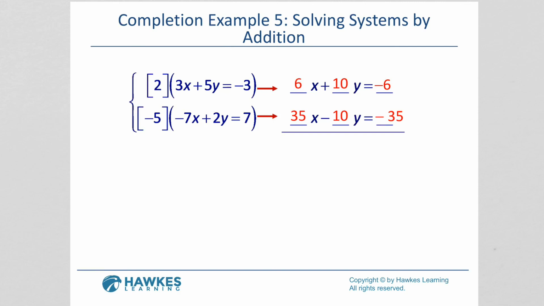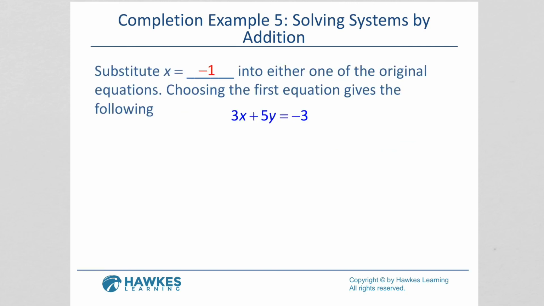Now I'm going to add those two together, and it looks like the y's are what are going to be eliminated. 6x plus 35x is 41x. Negative 6 minus 35 is negative 41. So 41x equals negative 41. Divide both sides by 41. X equals negative 1. If I substitute x equals negative 1 into either of the original equations, I should be in good shape. So I'm going to choose the first equation, which is 3x plus 5y equals negative 3.